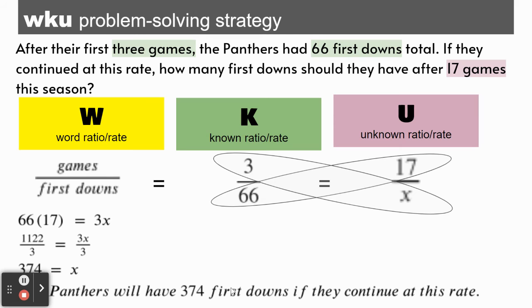Okay, so make sure you have a sentence to answer the question. The question was, how many first downs should they have after 17 games? So my sentence is, the Panthers will have 374 first downs if they continue at this rate. Okay, let's look at the next one.